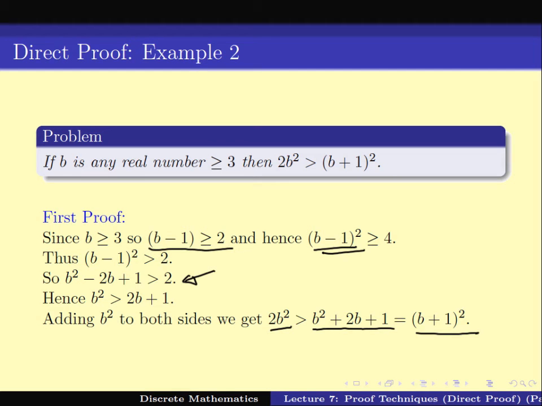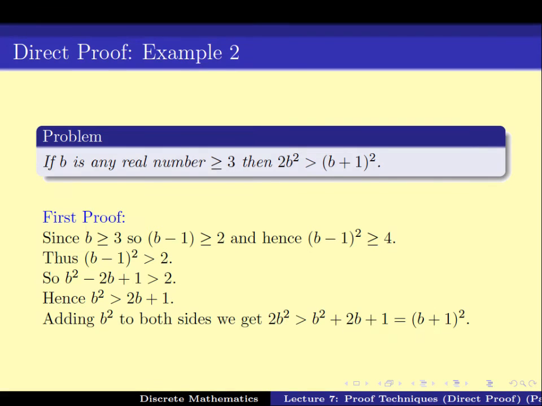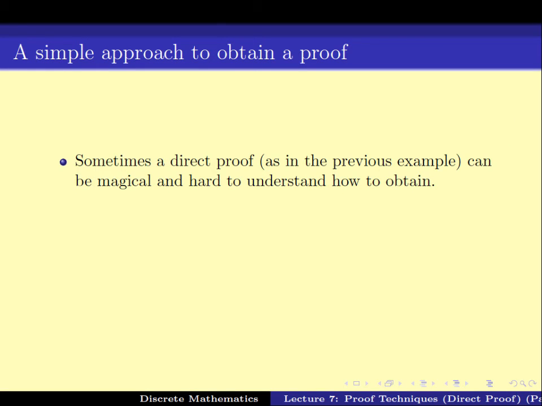Now these can indeed be pretty tricky and they can be magical. Thus, sometimes the direct proof can be magical and hard to understand how to obtain. It's not that the proof was hard, it's just that the proof was magical, right? The proof started from somewhere, ended somewhere, and you would think, if I am asked to solve this problem in an exam, how will I do it? I'm sure you must have faced a similar question in your mind in your high school or in other math courses.